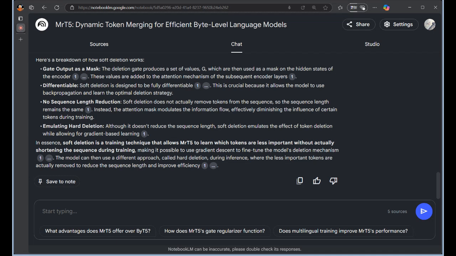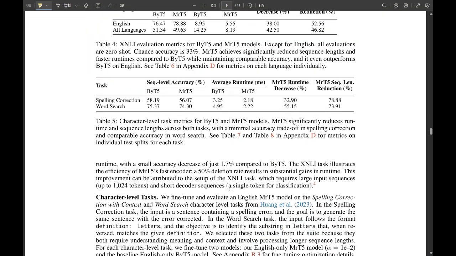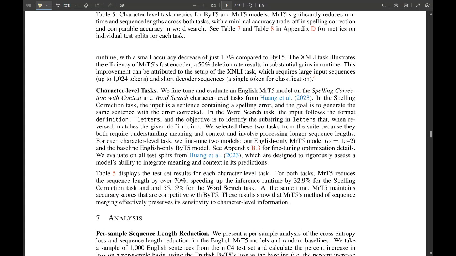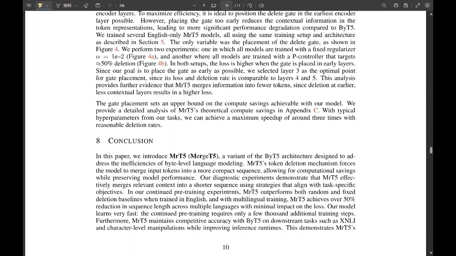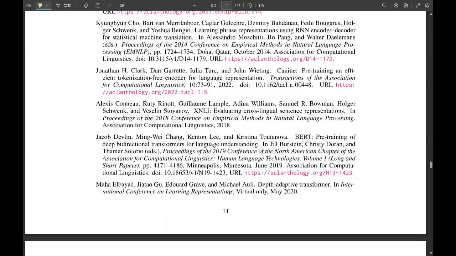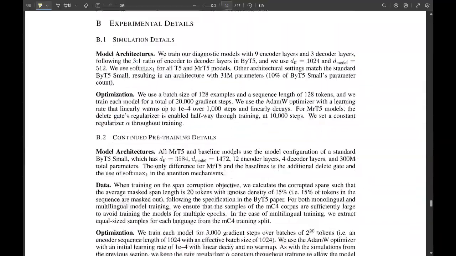What about this P controller? That sounds even more intriguing. The P controller dynamically adjusts the deletion rate based on the task's difficulty. It's like having an autopilot for that merging process, constantly tweaking the settings to ensure a perfect balance between conciseness and accuracy. Okay, I'm starting to see how all these pieces fit together. Good. This delete gate, the soft and hard deletion, the regularizer and the P controller, it's all working together to make this merging process as intelligent and efficient as possible. It is a very elegant solution, I think.